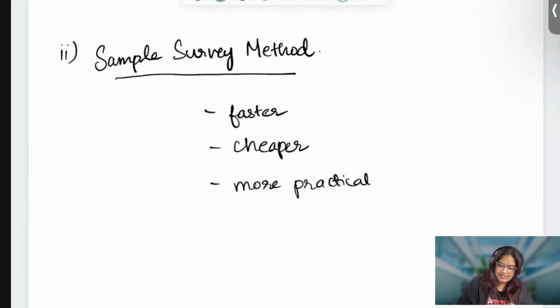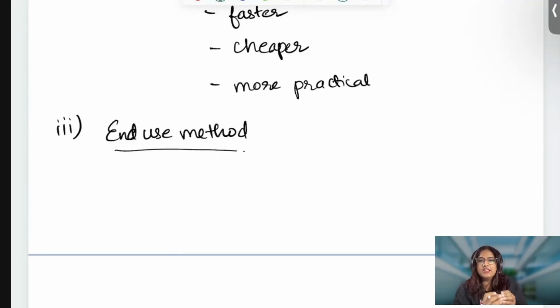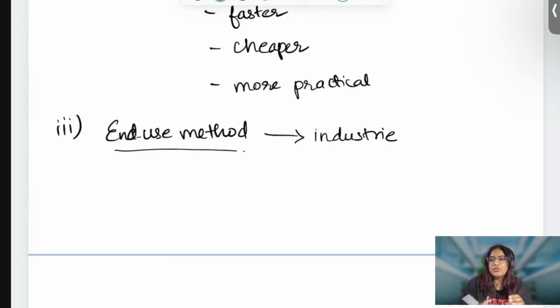Now, the third method, the third type of survey method, is the end use method. What is the end use method? In the end use method, it is slightly different from the complete enumeration method or sample survey method. Here what happens is you survey the industries. In the previous two methods, you were communicating directly with the customers. But in the end use method, you will be surveying the industries who use your products as an intermediate input.